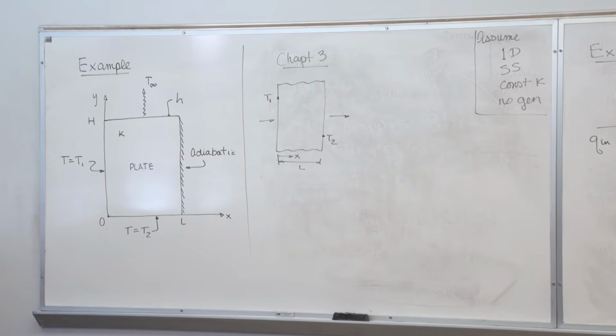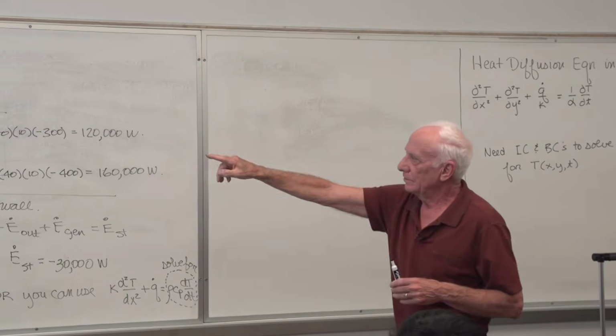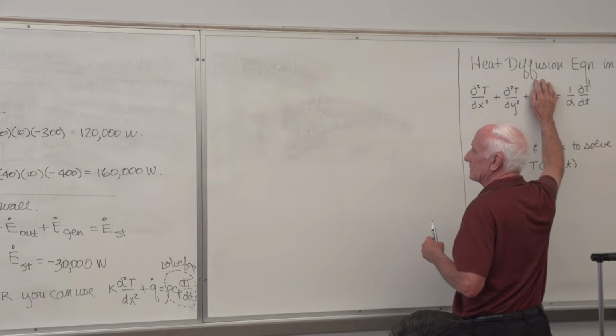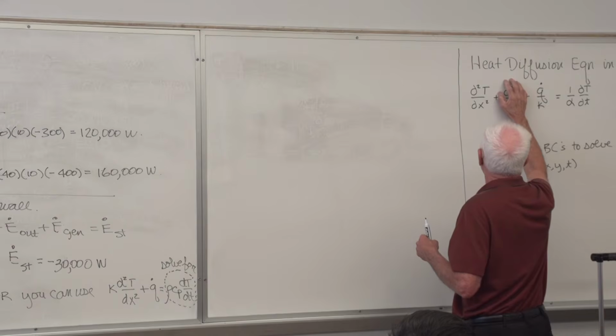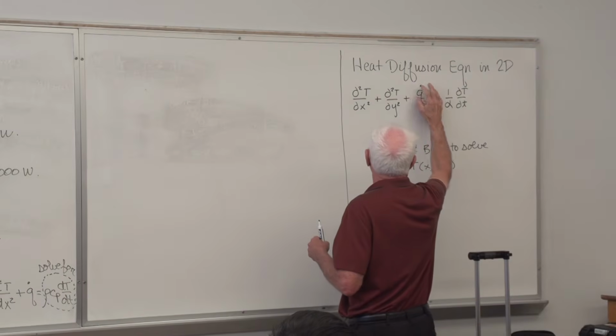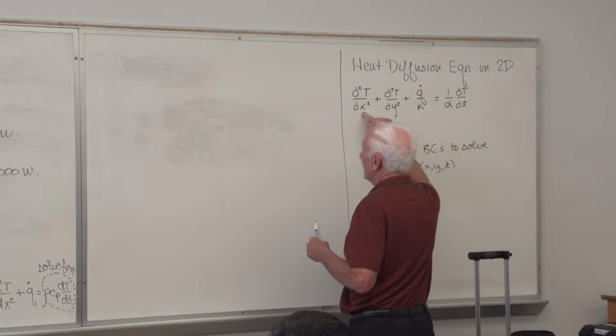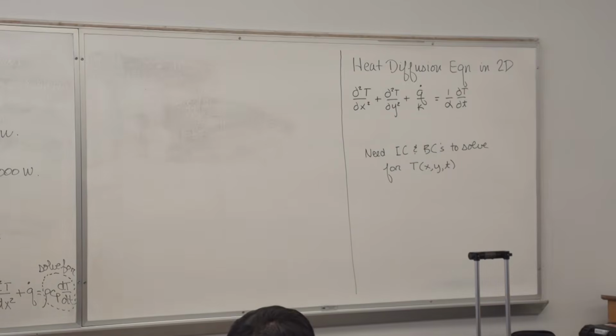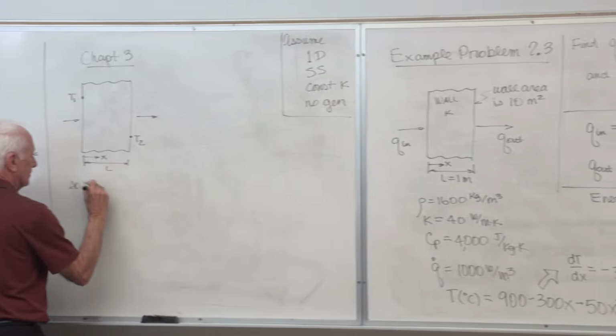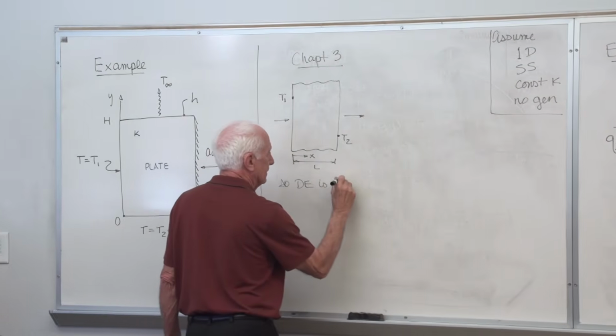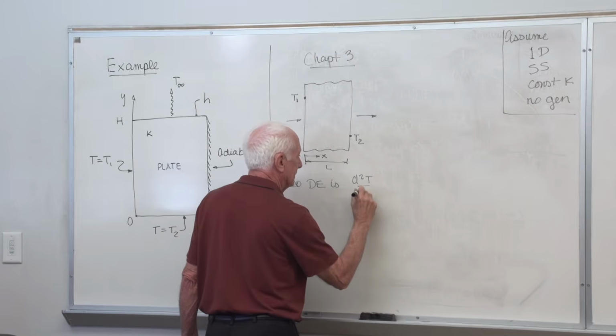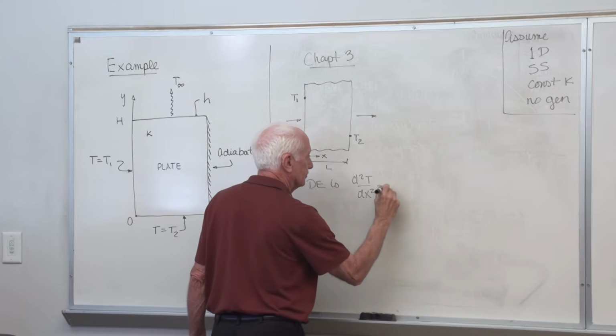1D, okay. This term goes out, got it. Steady state, okay. This term goes out, got it. No generation, okay. This term goes out. So here we go. He's gone, 0. That's it. d squared T dx squared is 0. So the differential equation is d squared T dx squared equals 0.